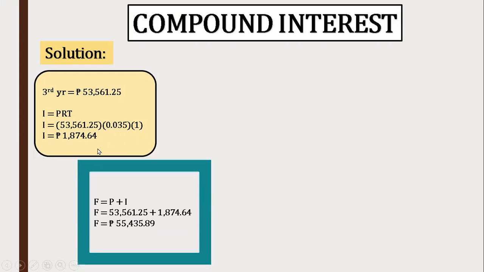And we solve for the future value. Principal, which is 53,561.25, plus the interest, which is 1,874.64. When you add both of them, you will get 55,435.89 for the future value of the third year. Take note for the future value because we will use that for our fourth year.